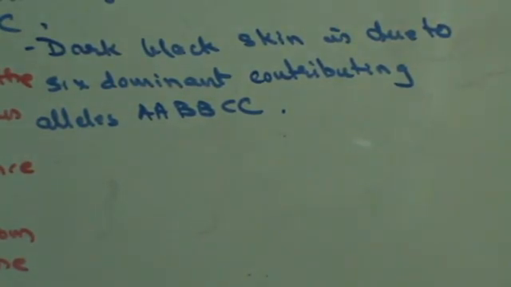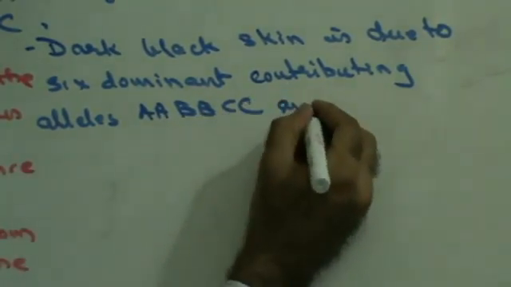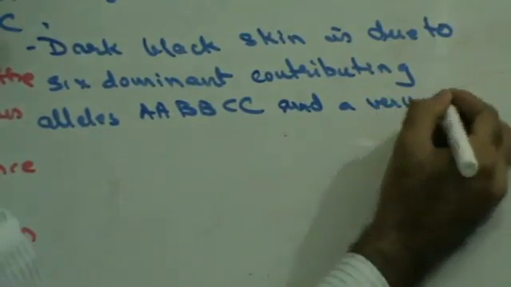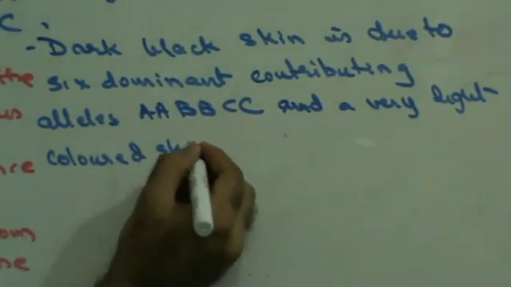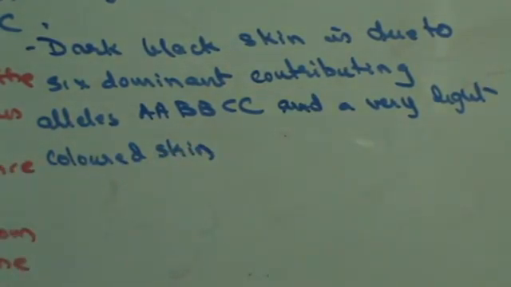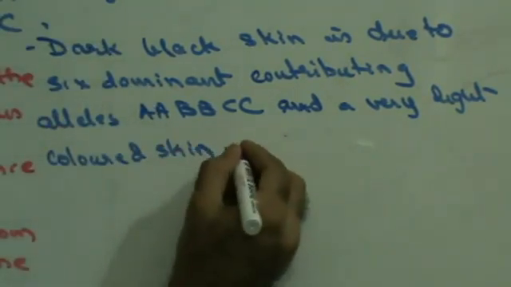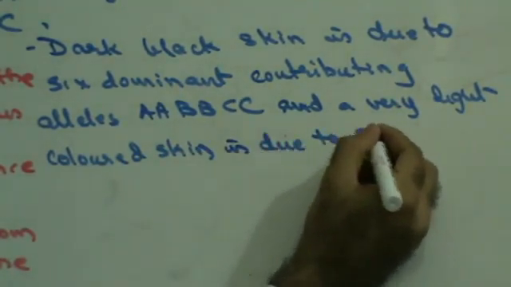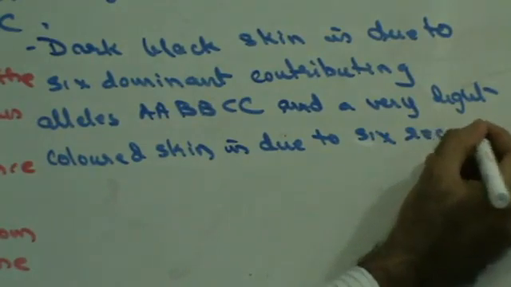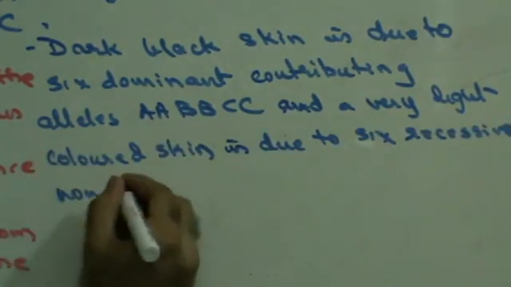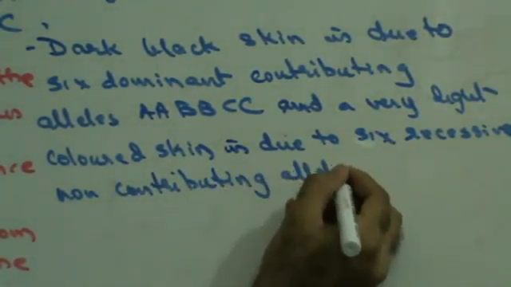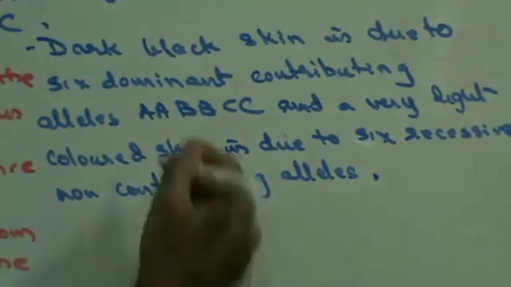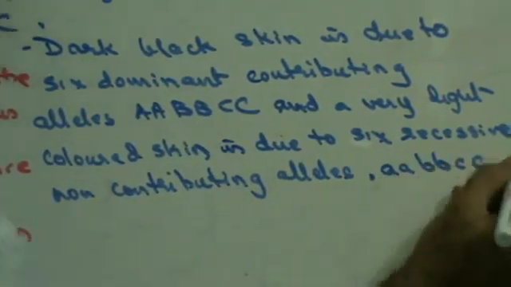And a very light colored skin. If I consider a very light colored skin, it is due to 6 recessive non-contributing alleles, right, which should be aabbcc.